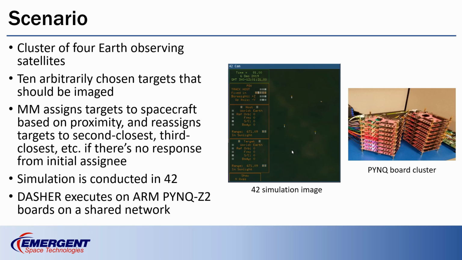The simulation is conducted in the 42 simulation environment. We have shown here an image visualizing the output from the 42 simulation. And then we're actually going to run DASHER in this mission on a set of ARM pink boards, which are flight-like processors that are capable of running the DASHER apps. We'll have the 42 simulation running on a laptop, communicating with these 4 pink boards over network and passing messages back and forth between them.